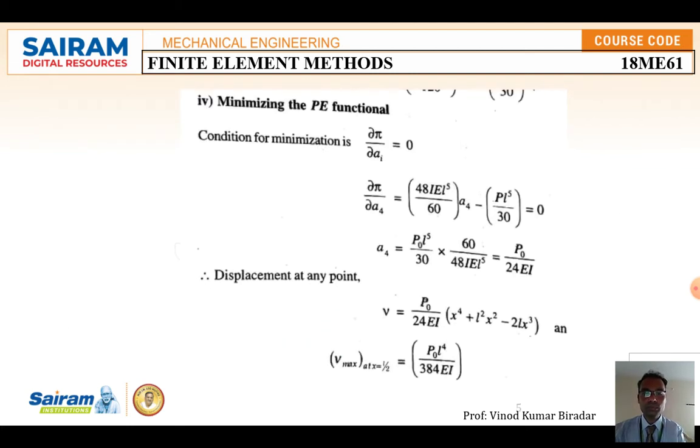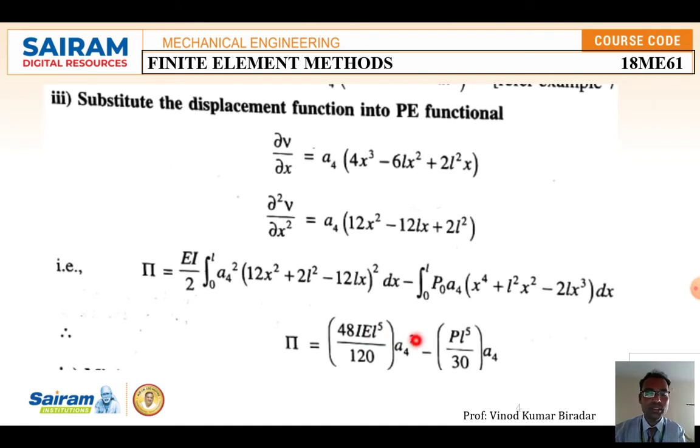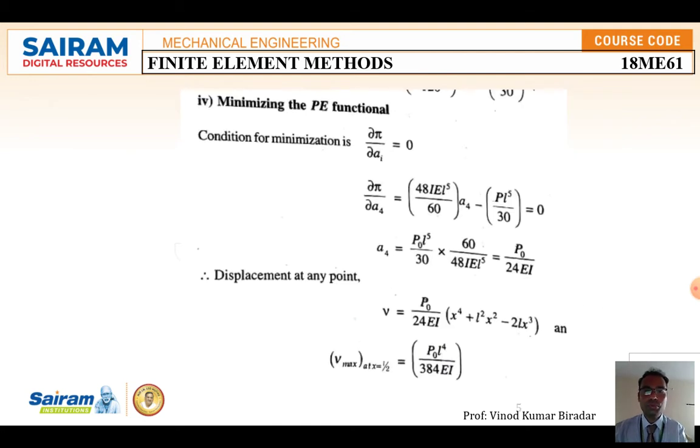So how many unknowns are there? a4 is the unknown. To make this potential energy function minimum, the condition is ∂pi/∂a4 equal to 0, since a4 is the only unknown. So ∂pi/∂a4 is equal to 48 EI L to the power of 5 by 60 a4, minus P L to the power of 5 divided by 30, which is equal to 0.